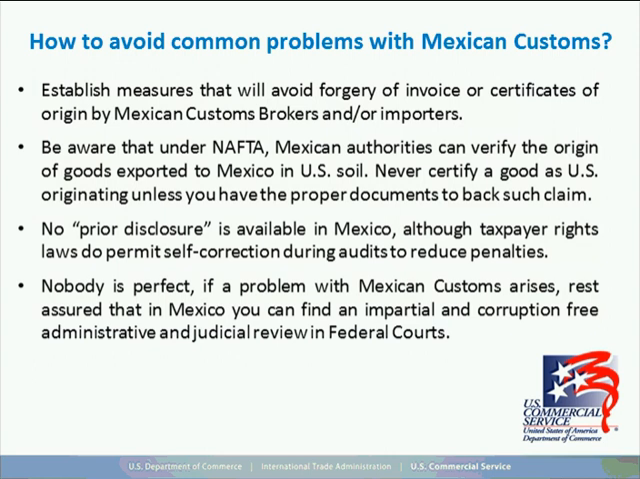So keep in mind that even when I say this, there are also taxpayer rights laws that do permit self-correction during audits to reduce penalties. So if you're being audited, it's not the end of the world. You can come out with a good solution with customs. And nobody's perfect. If a problem with Mexican customs arises, rest assured that in Mexico you can find an impartial and corruption-free administrative and judicial review of federal courts. I cannot say that of the internal recourse, but at the last two levels that I mentioned, I think it's a great chance that you will be attended with proper legal knowledge about the case.